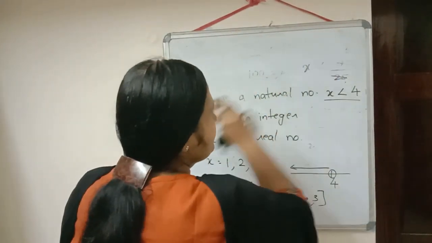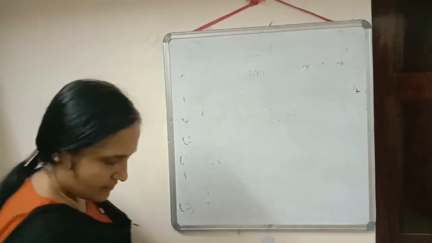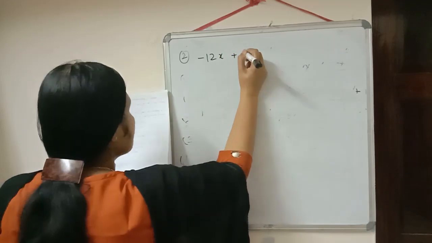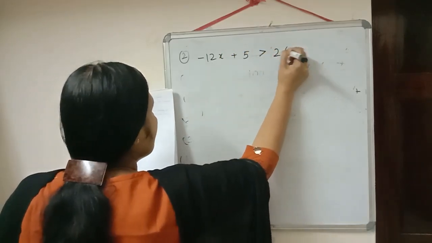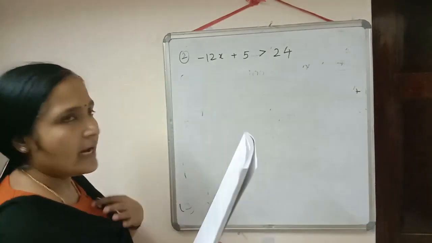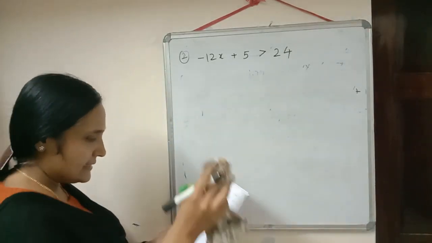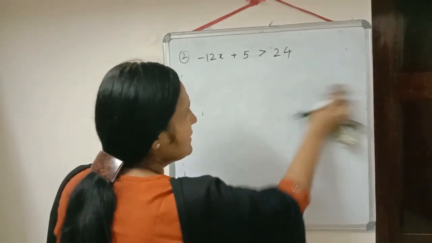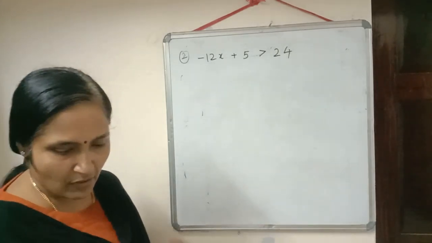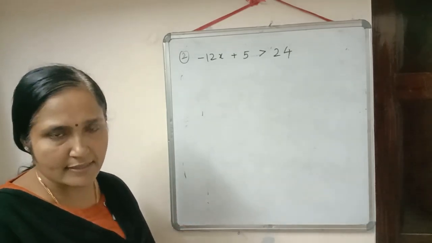Now all of you write down the next question. Question number 2 is minus 12x plus 5 greater than 24. Minus 12x plus 5 greater than 24. Again, the conditions are the same. First condition, x is a natural number. Second condition, x is an integer. Third condition, x is a real number. So we have to find the solution in all three cases: when x is a natural number, when x is an integer, and when x is a real number.